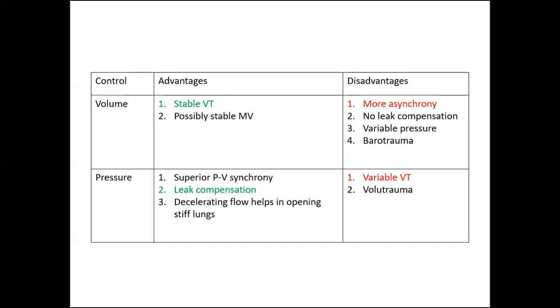So in volume control, you deliver a standard volume, so you have maintained minute ventilation. The main disadvantages are more asynchrony, variable pressure, and chance for barotrauma. In pressure control, you have superior synchrony and leak compensation. In stiff lungs, it will help better. The main disadvantage is that your volume is not guaranteed, minute ventilation is not guaranteed, and you can have volume trauma. This is very important because the modes are decided by this. You need to choose what mode to select based on these advantages and disadvantages.